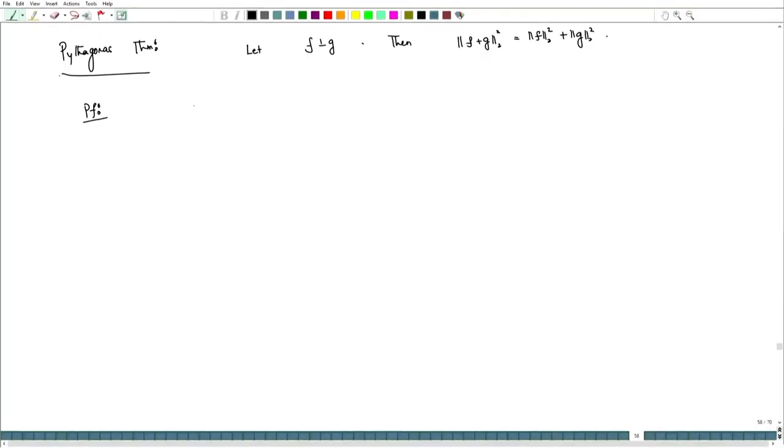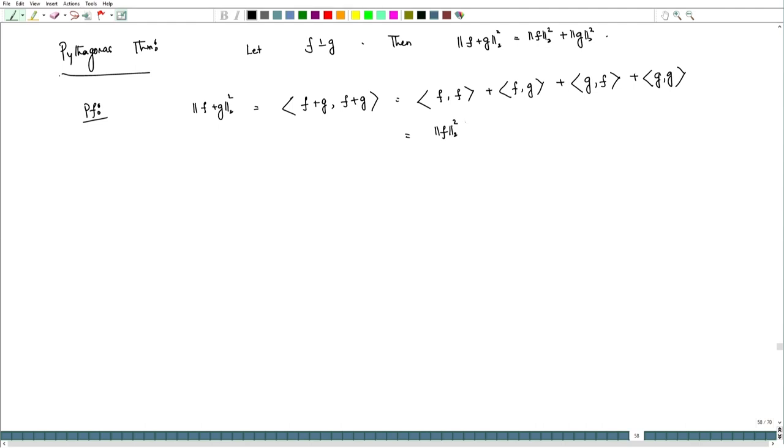Okay, so we'll start with the left hand side, norm of f plus g squared. By definition this is the inner product of f plus g with f plus g. By the linearity of the inner product, we get inner product of f f plus f g plus g f plus g g. Now the cross terms vanish, and this is simply norm of f squared plus norm of g squared. Okay, so everything fits in, whatever we have learned in our Euclidean setting and the inner product in linear algebra. So this space is a vector space with an inner product which is given by this.